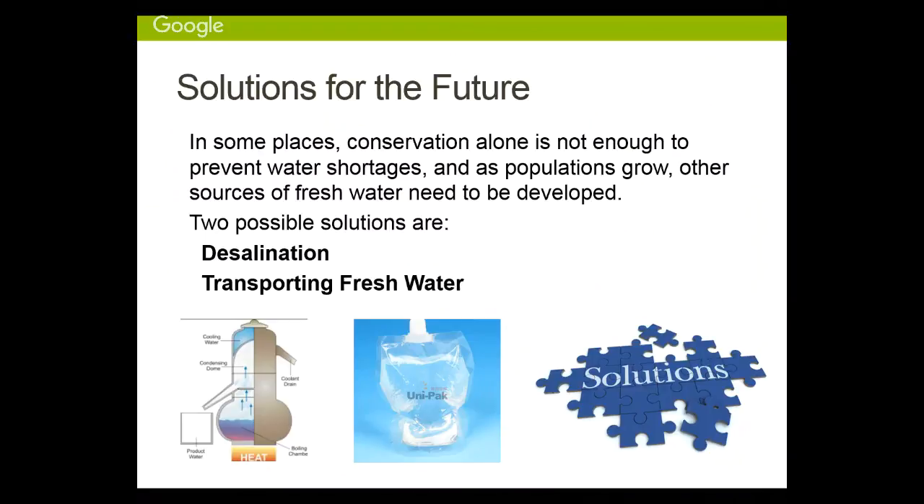But another thing that we can do is called desalination, and that's where you take ocean water and you heat it up, and the evaporation from that becomes condensation, and we collect it and you can drink that. Big naval ships use this process, actually, this desalination process.